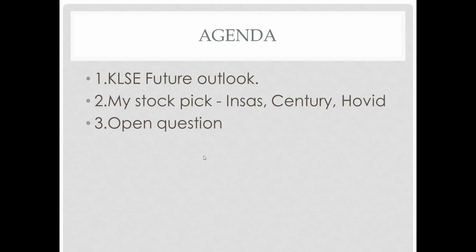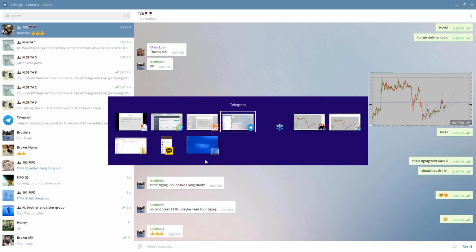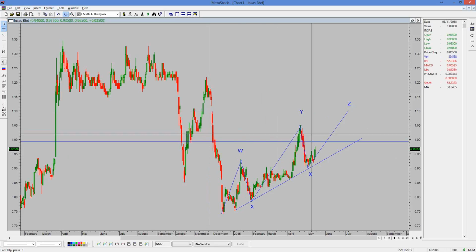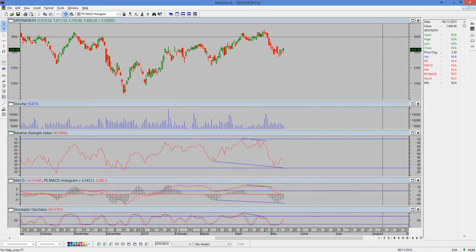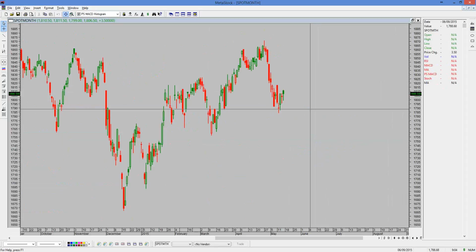The first is the KLSE Outlook. So let me pull up the chart. Okay, you're looking at this. For those who first come to join, let me recap what I shared last week. Pretty fast, let me do that.